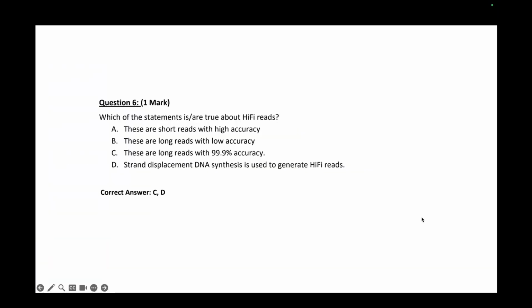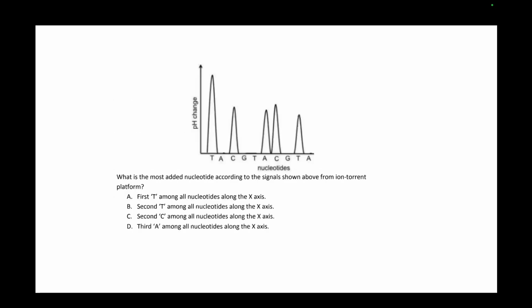The answer is both C and D. A lot of people were only saying C. C is obviously a correct answer, but strand displacement DNA synthesis is the way that you generate these hyphae reads. You generate those circular reads on both ends of the genome, and then you get the hyphae reads. So both will be true. C is true, D is true as well. Okay, moving on.